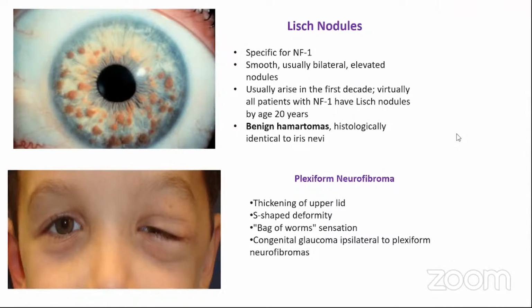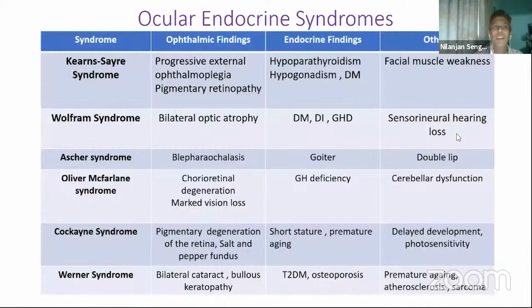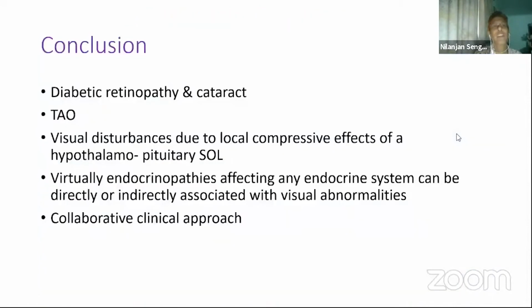That's all. So sorry. Benign hamartomas and other ocular endocrine syndromes that I think I have alluded to: Cockayne, Wolfram syndrome, Usher, Cockayne, and Werner syndromes.